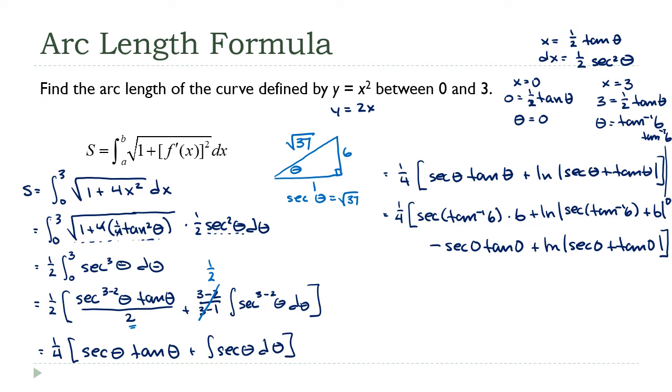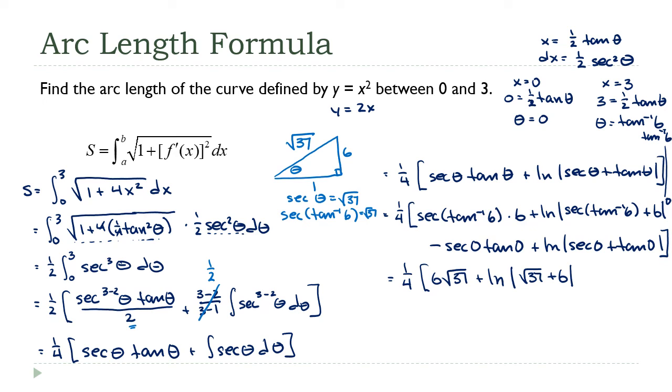Okay, and remember, the way I drew my triangle, theta is that inverse tangent. So the secant of the inverse tangent of 6 is the square root of 37. All right, so let's put these numbers in here. This is 1/4, that's secant times tangent, so 6 square root of 37, plus the natural log, absolute value, square root of 37 plus 6.